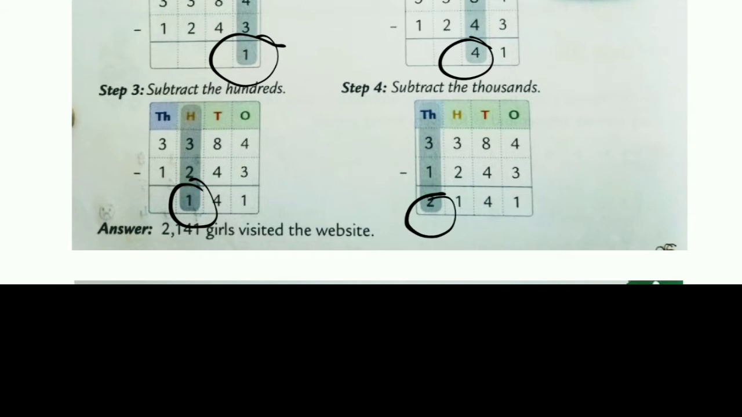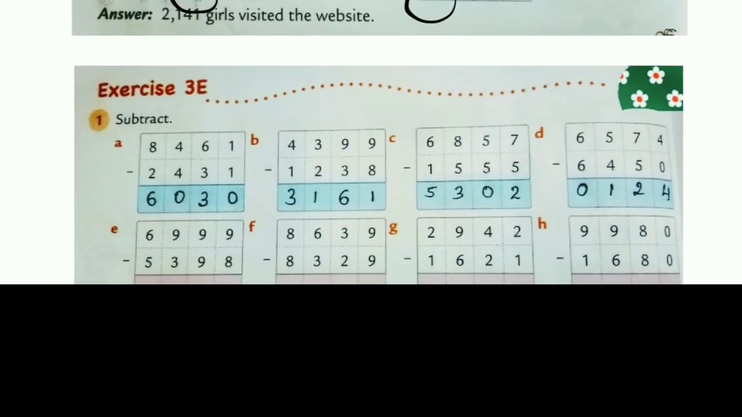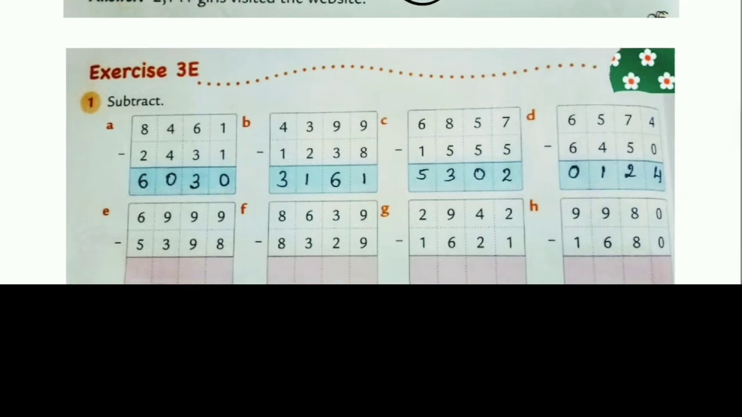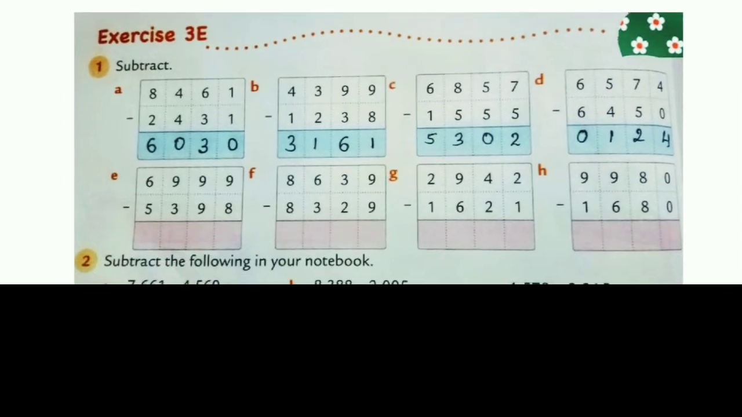Clear? See, exercise 3E. Subtract 8,461 minus 2,431. Clear? 1 minus 1 is 0. 6 minus 3 is 3. 4 minus 4 is 0. 8 minus 2 is 6.